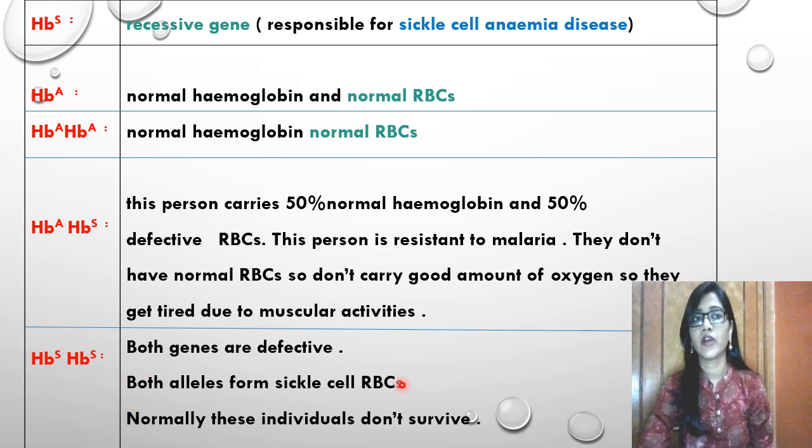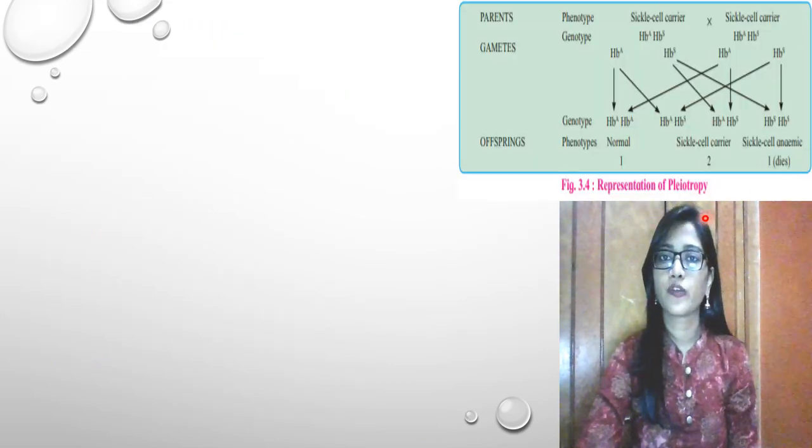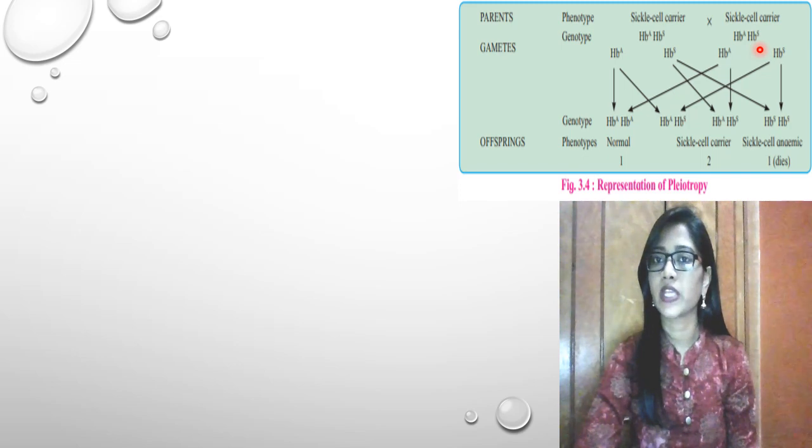It doesn't survive. So in this slide, you can observe the representation of pleiotropy. Now these are the phenotypes: sickle cell carrier. So if that person carries the gene, but is not getting affected, its genotype will be HbA and HbS. If the parents carry the sickle cell anemia gene, then the gametes will get formed.